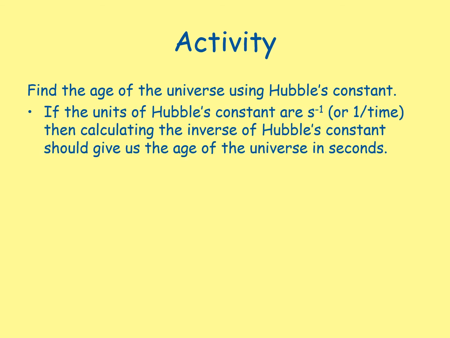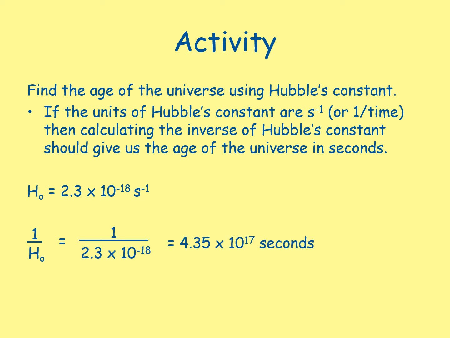If the units of Hubble's constant are per second, or 1 over time, then calculating the inverse of Hubble's constant should give us the age of the universe in seconds. So our H0 is 2.3 times 10 to the negative 18 per second. So 1 over H0 is 1 divided by this number. Putting that into a calculator, we get 4.35 times 10 to the 17 seconds.